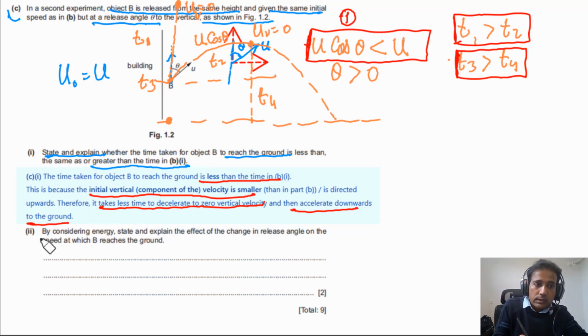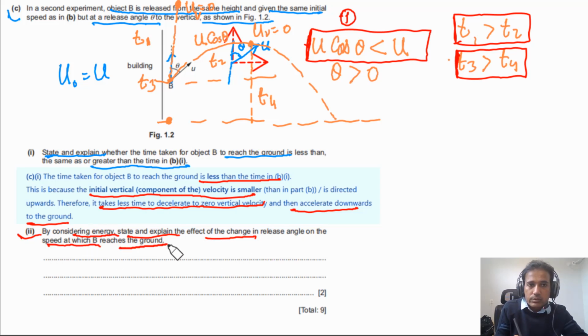Now let's go to the second part. The second part is saying, by considering energy, explain the effect of the change in release angle on the speed at which B reaches the ground. Very nice question, a little bit tricky. Often students have confusion with this one. Now let me explain this one. I will be cleaning this part to explain this.